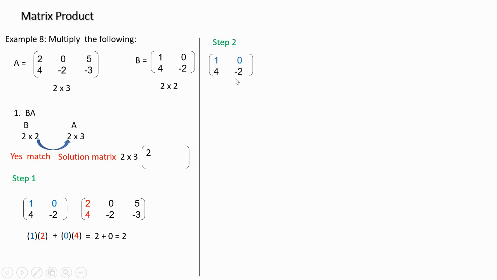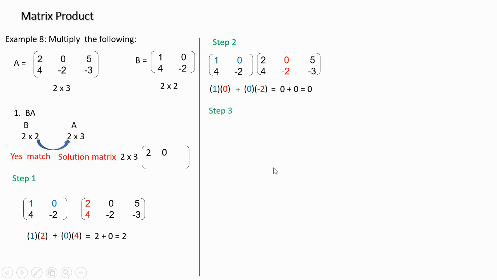So my second step is I'm going to multiply the first row on matrix B times the second column on matrix A. So 1 times 0, 0 times negative 2. We're going to add them. So this is 0 and this is 0, so the answer will be 0. So 0 goes here. Okay.